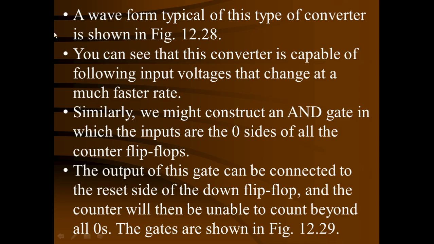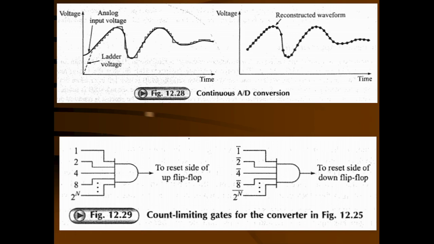Similarly, we might construct the AND gate in which the inputs are the zero sides of all the counter flip-flops. The output of this gate can be connected to the reset side of the down flip-flop, and the counter will then be unable to count beyond all zeros. The gates are shown in figure 12.29. You can see that. This is one thing.